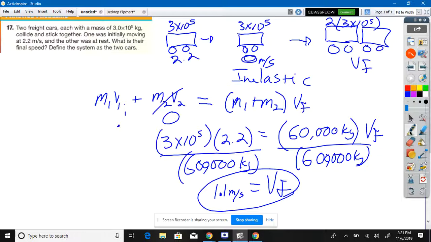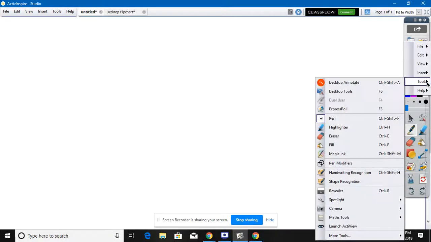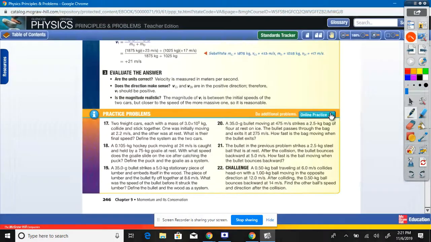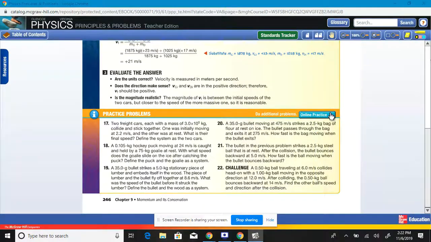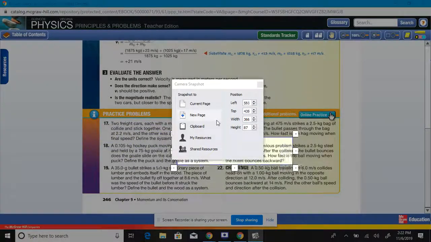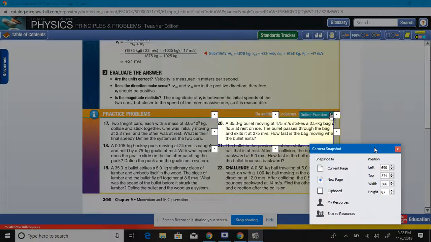Now, that was inelastic. They stuck together. We're going to go to number 20 where it's elastic. Okay. So here we go. Tools. Desktop annotate. Tools. Camera. There's a snapshot. This one. No, this one. Number 20.